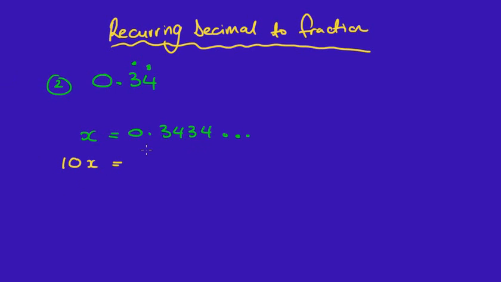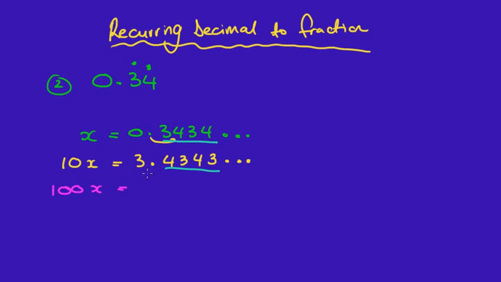So let's times this by 10. Move that one decimal place. I get 3.4343... Now, you might notice something, that these decimals here and these decimals here are not the same. They don't match up. So if I subtracted these two, it's not going to leave it just to be like 3, for example. So what I'm going to do, and often you can just keep on multiplying by tens.